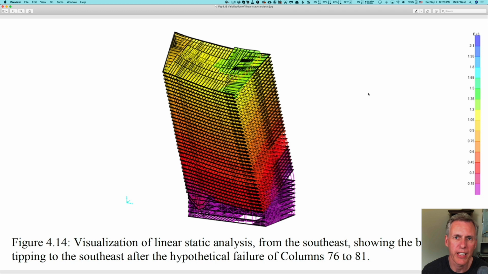So in a situation like this, with the building tipping over to the side, I don't think that static analysis is really a very appropriate thing. And linear static analysis really isn't at all, because you're going to expect all kinds of deformation here, which is going to completely change the linear response.